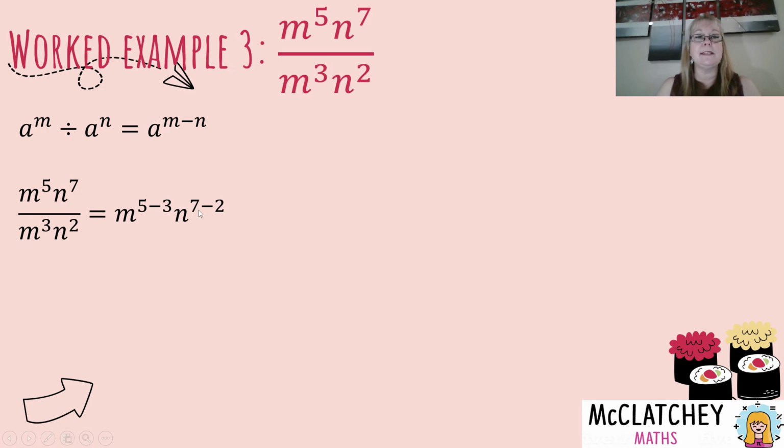And then it's a simple case of simplifying that. We get m to the power of 2. And 7 take away 2 makes 5, so we've got n to the power of 5. Now you might be wondering why they're still stuck together. It's because they've got a multiplying in between those. So we smush things together when we times them.